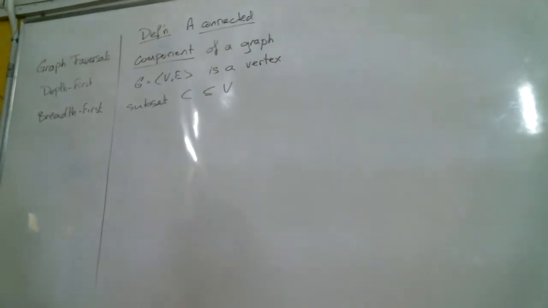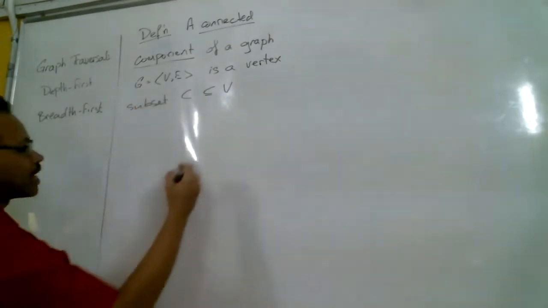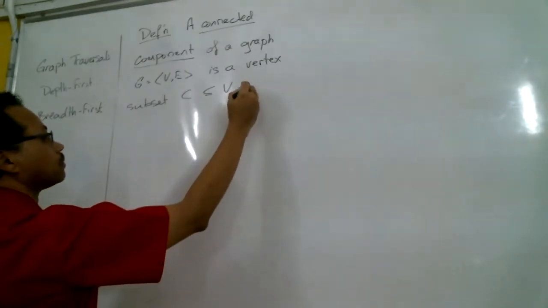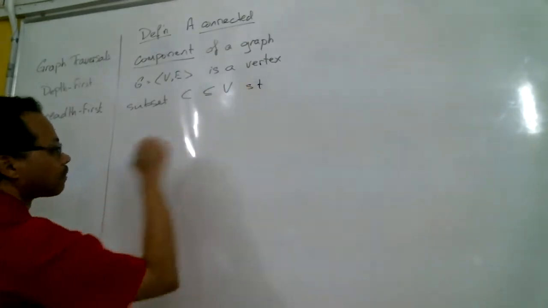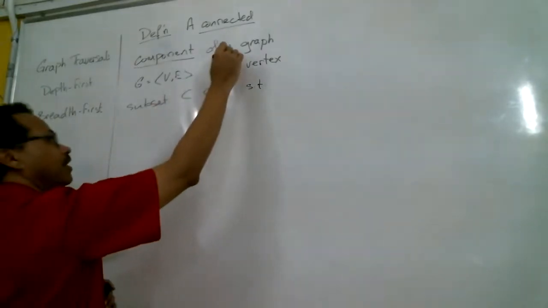All right. So it's a vertex subset C such that... oops, I should have said undirected.